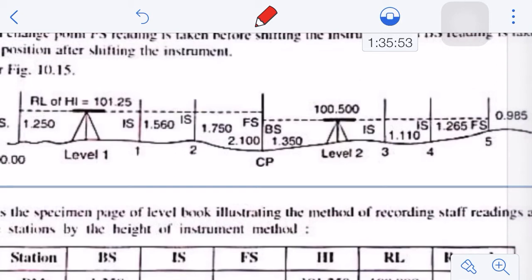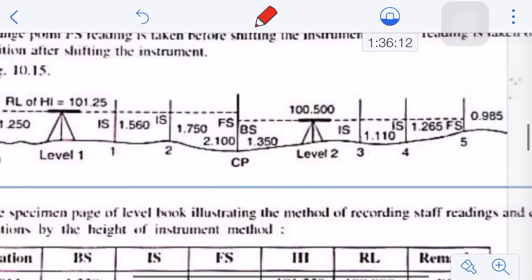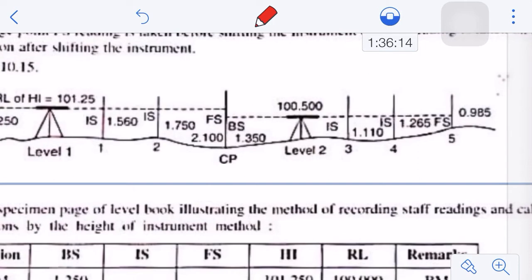So now the definition proves right that the height of instrument is generally calculated with the backsight reading taken on the point of known elevation. When you are starting your work, it will be your benchmark, and as we continue in your work, it may be a change point, right? So that's how it works. Again, you will turn your telescope and bisect your station 3, station 4 and station 5, and these IS and FS readings will be subtracted from your new RL of HI, that is 100.500, to get the RLs of stations 3, 4, 5, right?